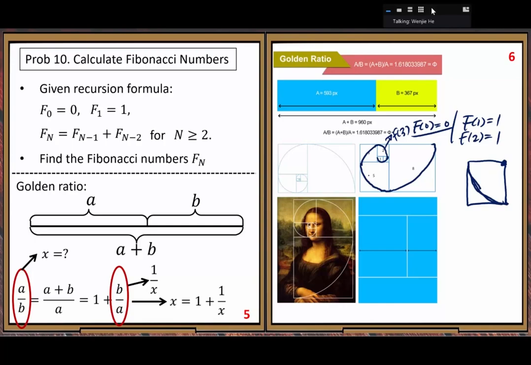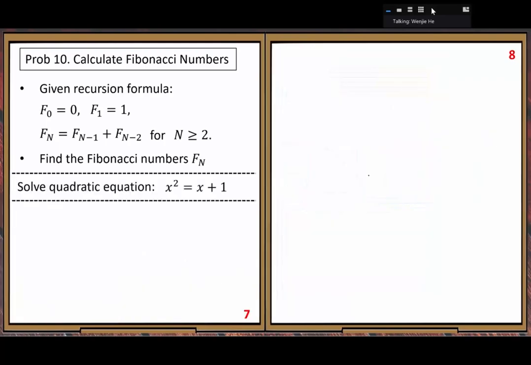All right, let's look at the solution. To find the solution, let us remove the denominator, so we get x squared equals x plus 1. So it is a quadratic equation. We can solve this quadratic equation by the quadratic formula.